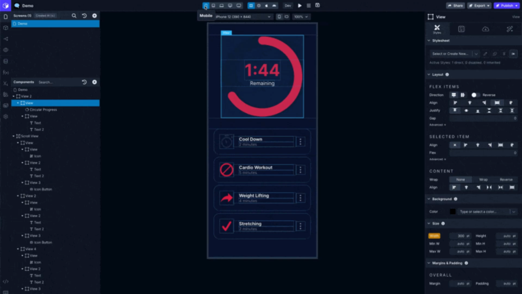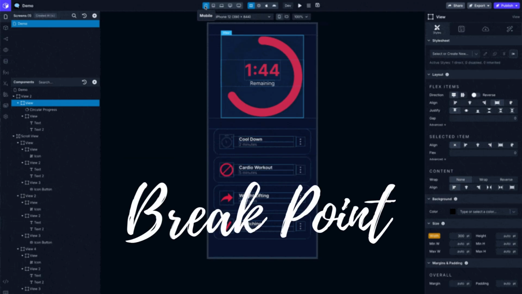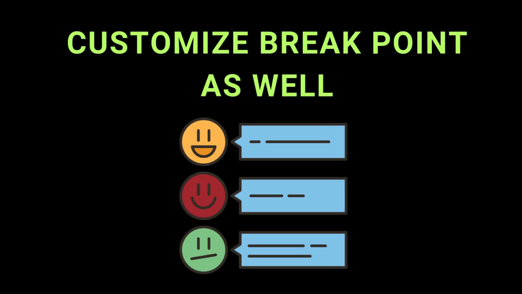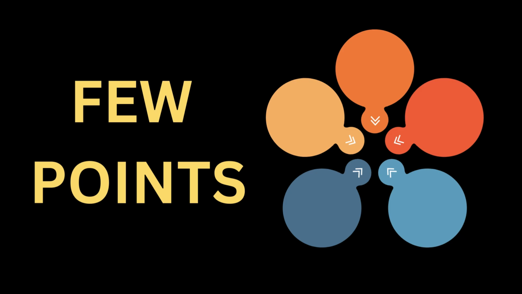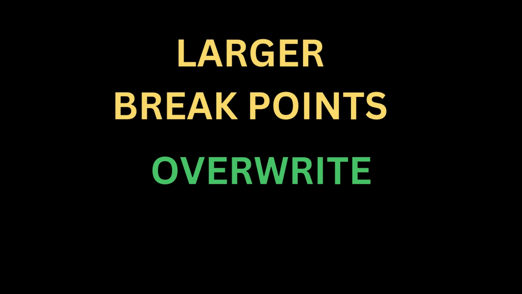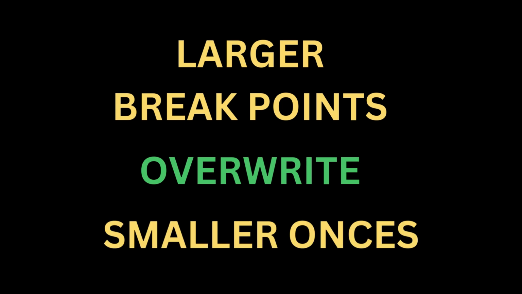And if you want to add your own breakpoints, you totally can. It is not like you have to use the predefined set of breakpoints. You can use customized breakpoints as well. So we have to understand these few points. Tailwind is mobile first. Styles apply from that breakpoint and above. Larger breakpoints override smaller ones. You have to understand that as well.